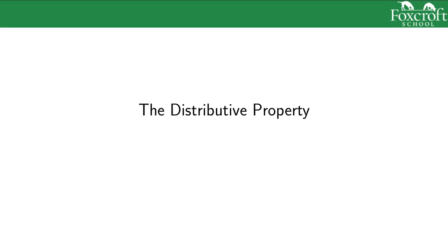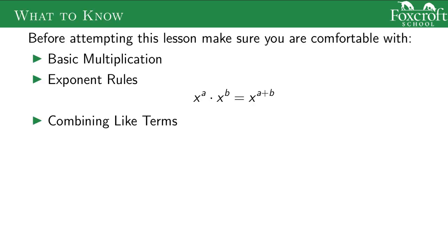In this video, we're going to talk about the distributive property, and also we're going to talk about FOIL. So what to know before you attempt this lesson: you should just know basic multiplication. You should know your exponent rules, mainly this exponent rule that when you multiply two things, then you add the exponents. And also know about combining like terms.